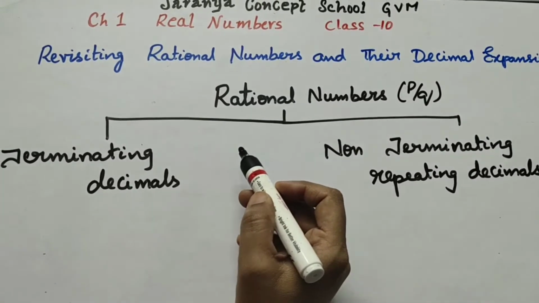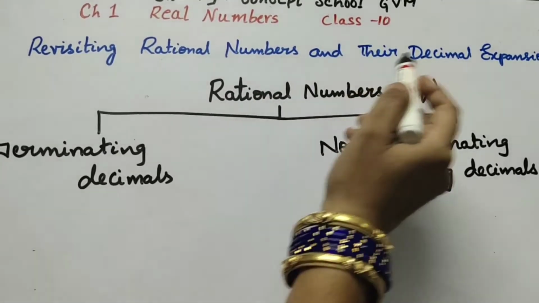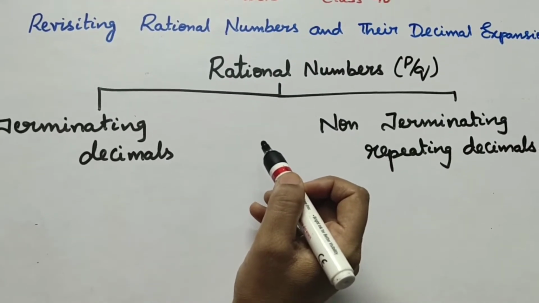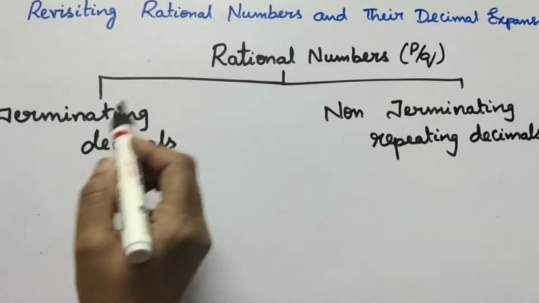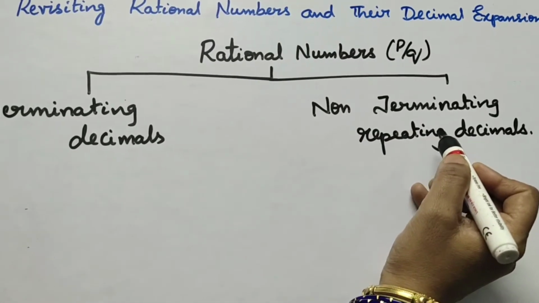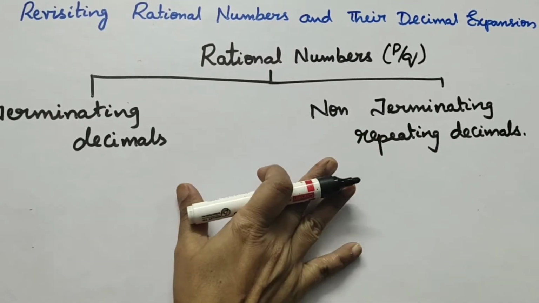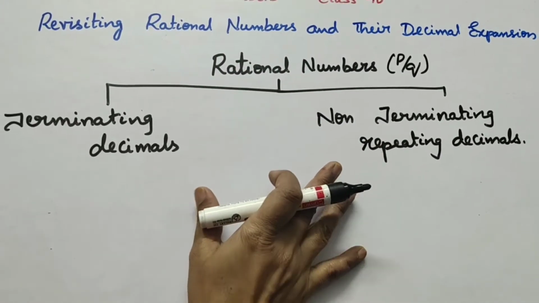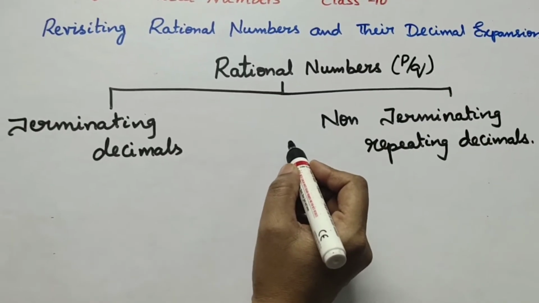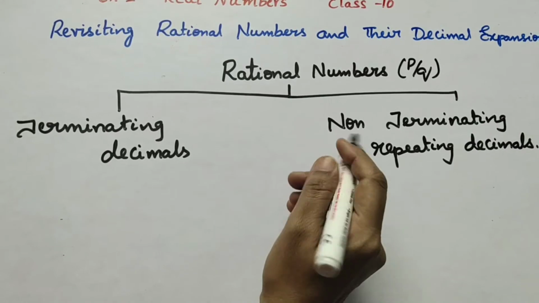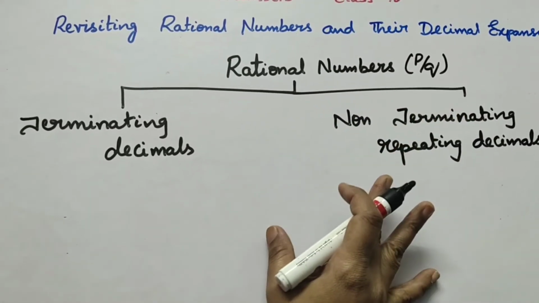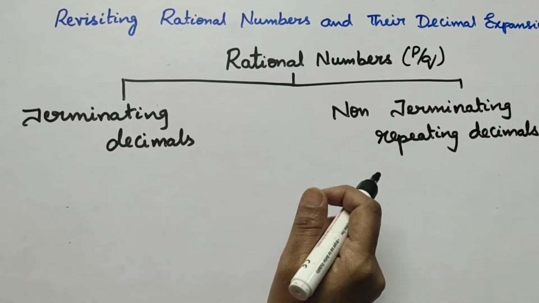In today's session we are going to revisit rational numbers and their decimal expansion. In class 9, do you remember children, we studied that rational numbers have either a terminating decimal expansion or a non-terminating repeating decimal expansion. So in today's session we are going to consider a rational number, say p by q, and explore exactly when the decimal expansion is terminating and when it is non-terminating repeating with some examples.